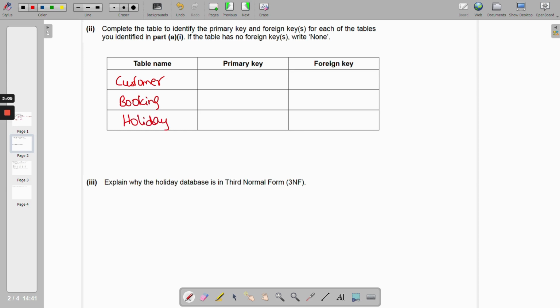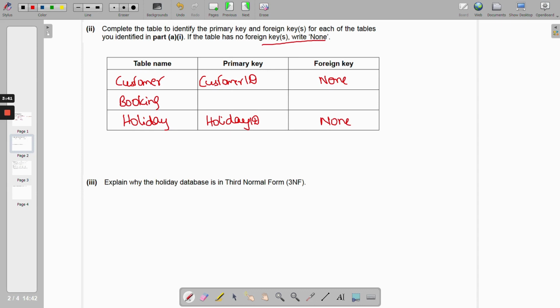So what would be the primary keys for each one of these tables? In the customer table, customer ID would be the primary key, and there is no foreign key in here, so we would write it as none because the question specifies to write none if there is no foreign key. And for holiday as well, we go with holiday ID as the primary key, and it would be none in the foreign key section. Now if you look at the booking, it would consist of the customer ID as well as holiday ID as the foreign keys.